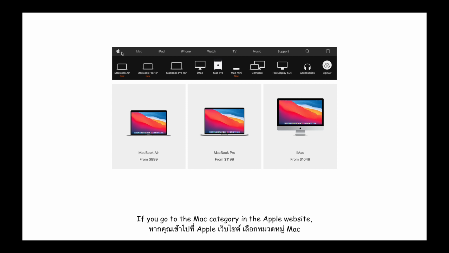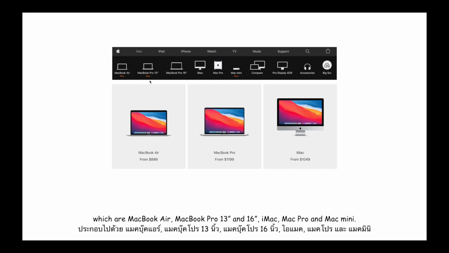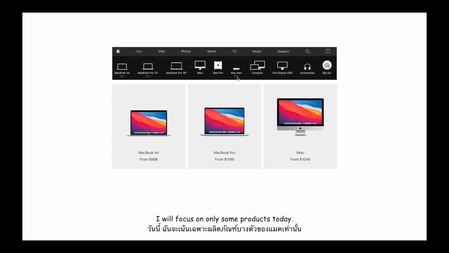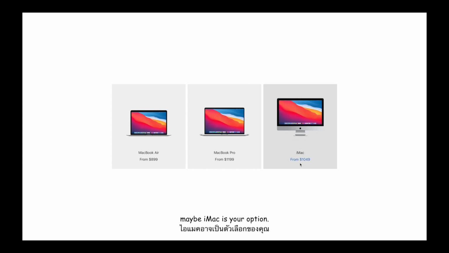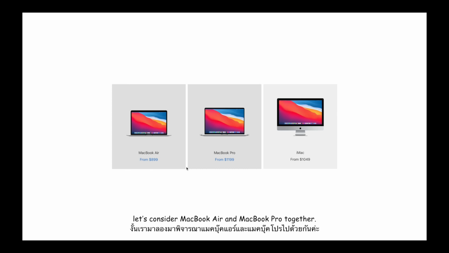If you go to the Mac category on the Apple website, you can see that there are so many Mac products, which are MacBook Air, MacBook Pro 13-inch and 16-inch, iMac, Mac Pro, and Mac Mini. I will focus on only some products today. If you normally work or use your computer at home, and you want a high-performance Apple computer at a fair price, maybe iMac is your option. But if portability really matters to you, let's consider MacBook Air and MacBook Pro together.